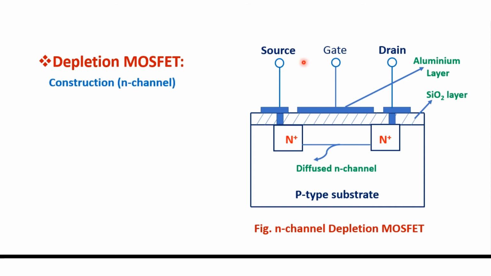So, construction of n-channel depletion MOSFET. This figure shows the N-channel depletion MOSFET. The depletion MOSFET contains a channel between the drain and the source, with proper charge carriers, which allows some current to flow initially.